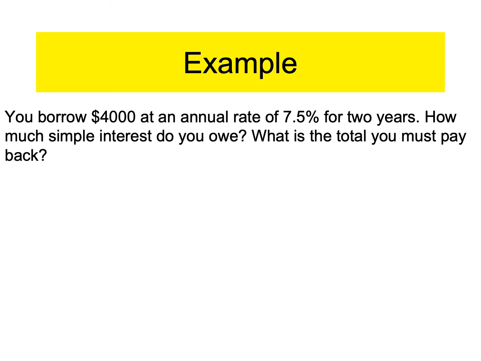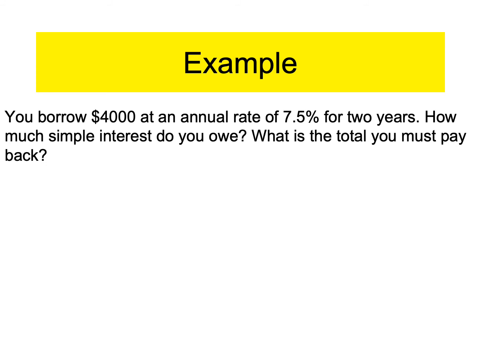So let's do the converse of that. Instead of investing money, let's borrow some money. So you borrow $4,000 at an annual rate of 7.5% for 2 years. That means that you are going to borrow $4,000 and you're going to promise to pay it back in 2 years. Now, generally what happens is you don't pay it back at the end of 2 years. You pay it back during the loan, during those 2 years. I'll show you how that works here at the end.